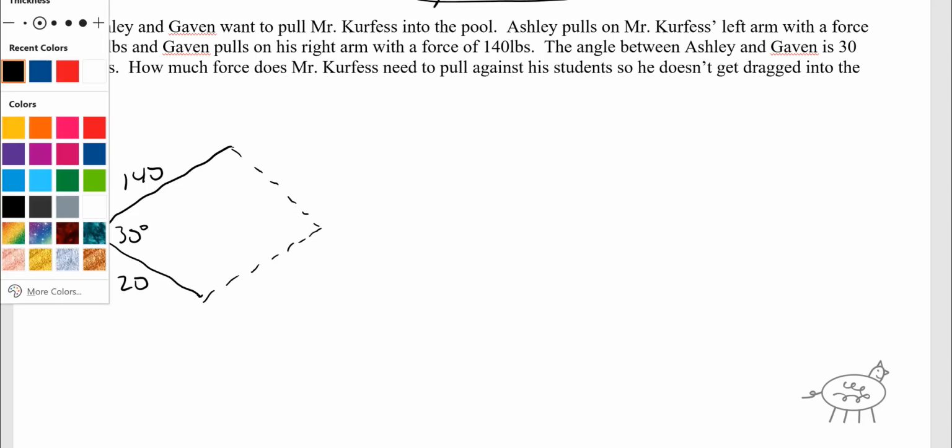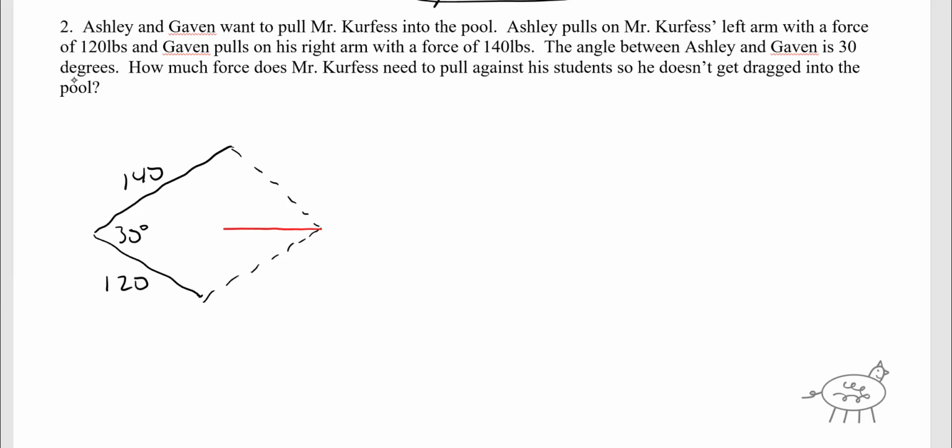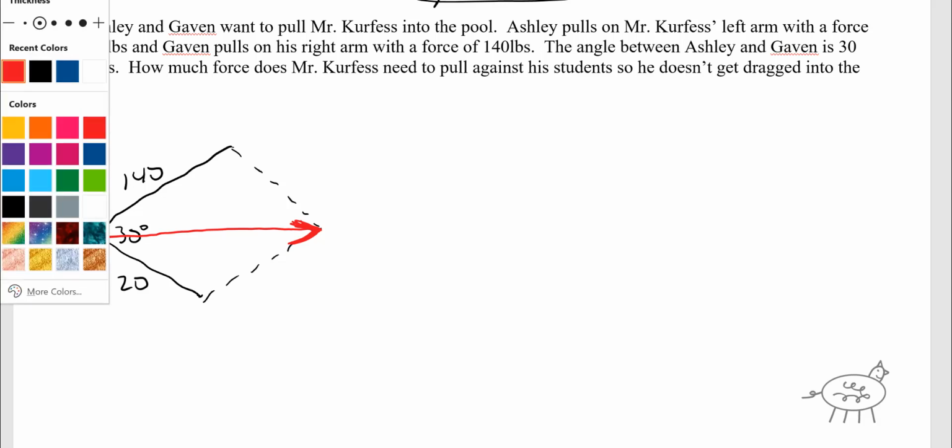I'm going to change this color to red. And this is what I'm looking for, guys. I'm looking for the resultant vector. That's all. So this guy right here. It's really not a big deal. Again, it's just using parallelograms. And think about it. If this is, let me change the colors here again.